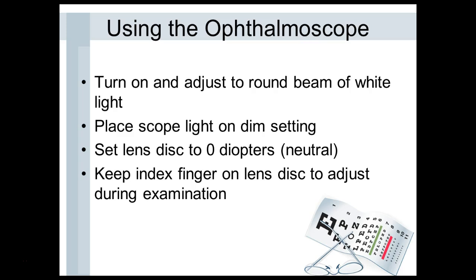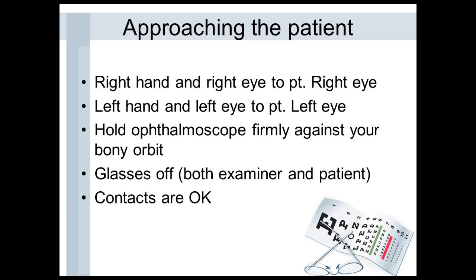In order to use an ophthalmoscope, you have to turn it on and you're going to adjust the beam of light. The scope light is on a dim setting. You don't want it too bright. You're going to set the lens disc at 0. It's at the neutral position. Keep the index finger on the lens to adjust during examination. You flip it to different fields, different lights in order to assess the different sight, if someone's nearsighted or farsighted.